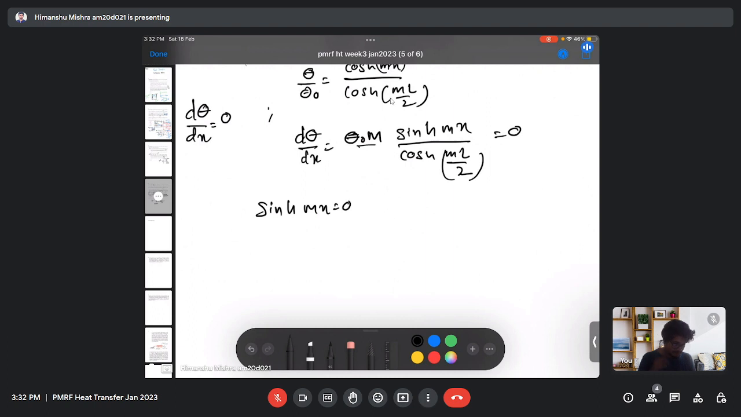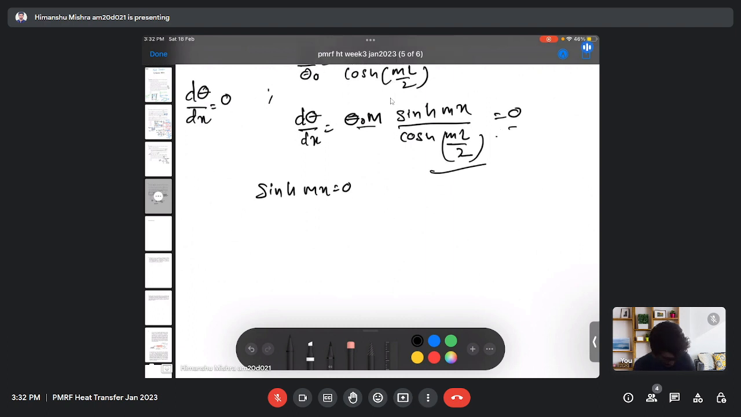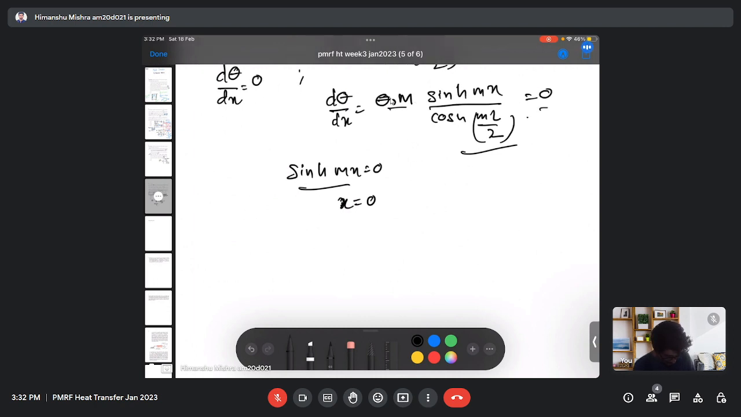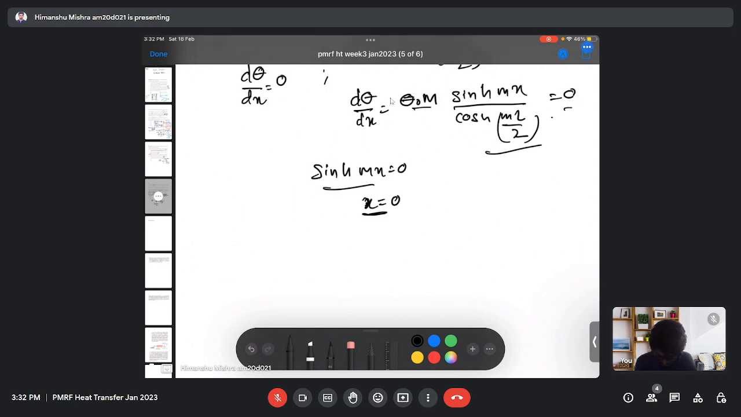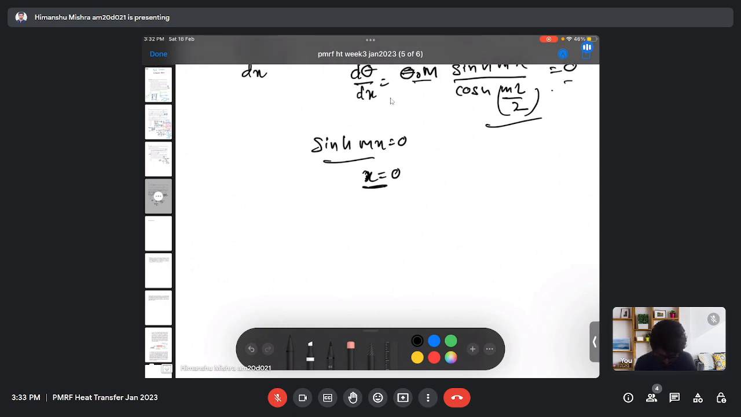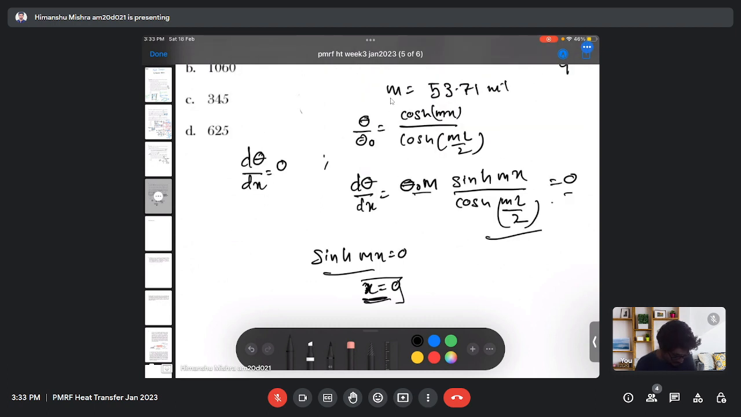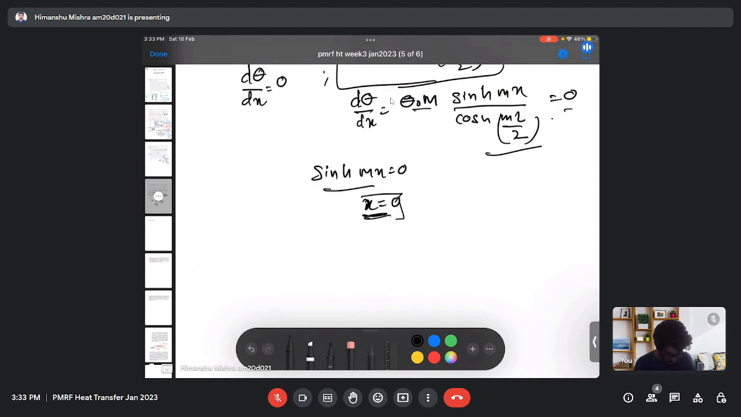So this will just go to 0 at the right hand side. So this is my expression. So the sine hyperbolic x will be 0 at x equal to 0, which implies that my temperature is maximum at x equal to 0. So we can just put this value of x into our temperature profile to get the maximum temperature.